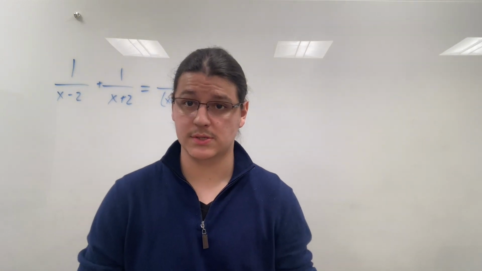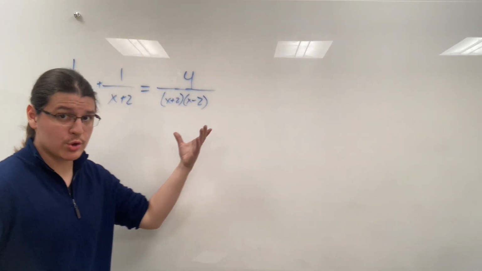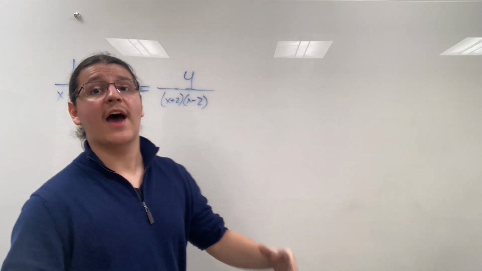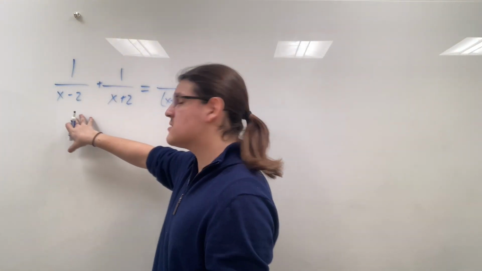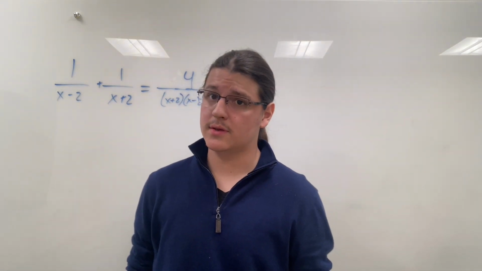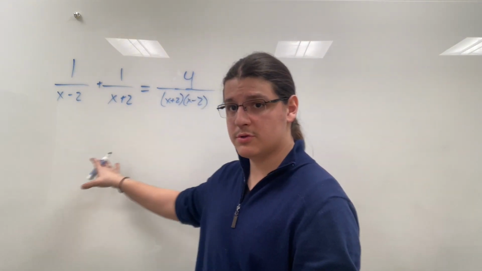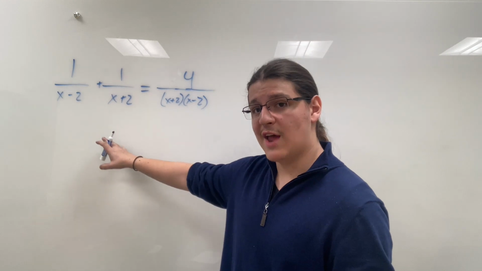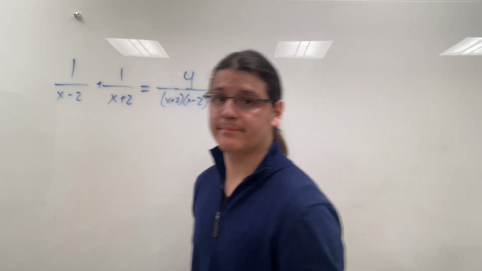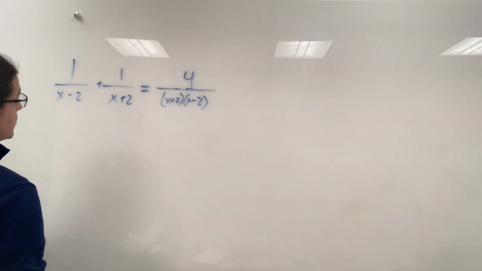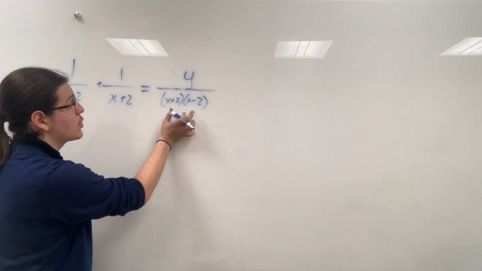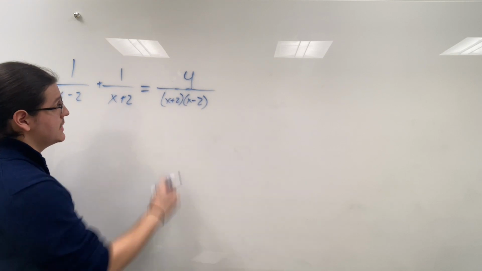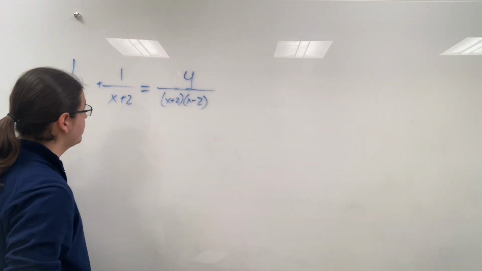Extraneous solutions are solutions to rational equations like this, that when you plug them back in for x, things don't turn out so nicely. So let's work through this problem and find what I'm trying to explain. So here we know that our greatest denominator is going to be x plus 2 times x minus 2.